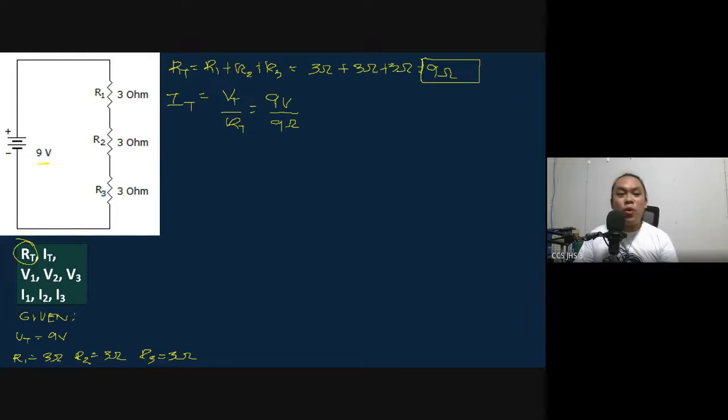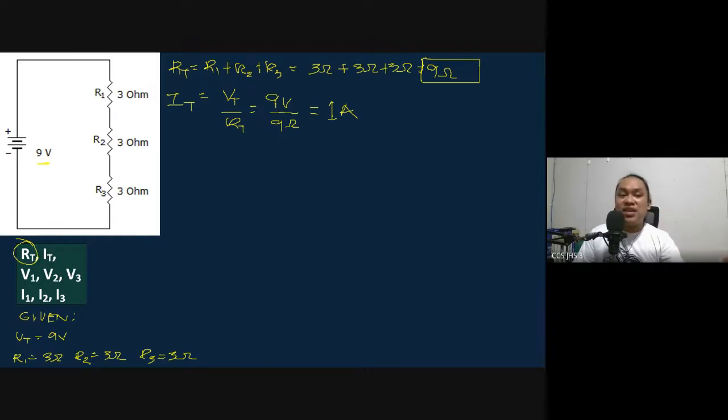So we can solve for our total current. 9 volts divided by 9 ohms is 1. What's the unit of measure for current? Ampere. Okay, 1 A, or 1 ampere. Very good.